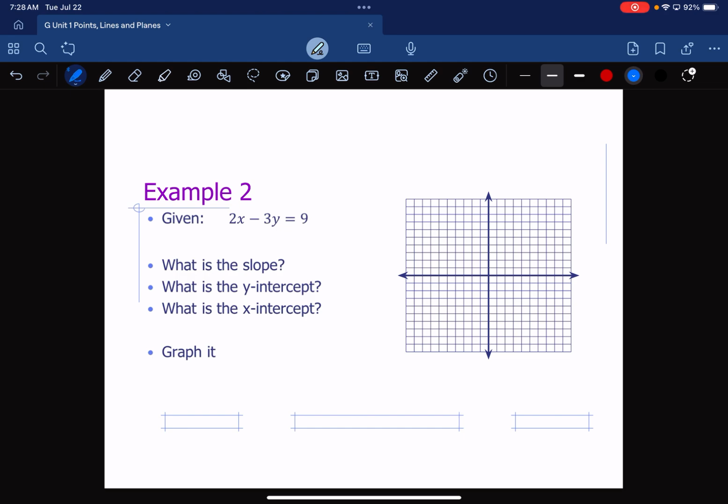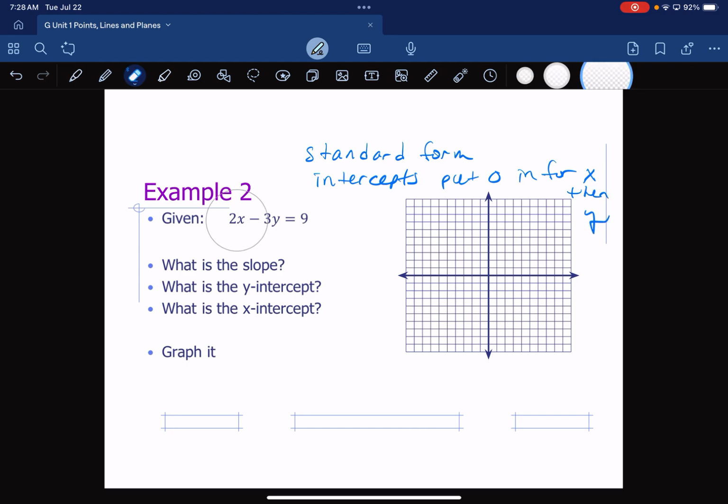Let's see, this one has x and y on the same side of the equal sign and the constants on the other side. This is called standard form. The easy thing to figure out here are the intercepts. We're just going to put 0 in for x, then y. If we put 0 in for x, this term right here is just going to disappear, and so we get -3y equals 9, and we just divide 9 by -3, which makes negative 3.